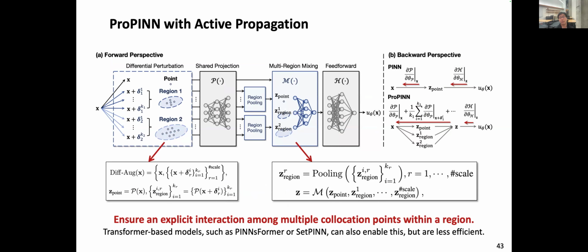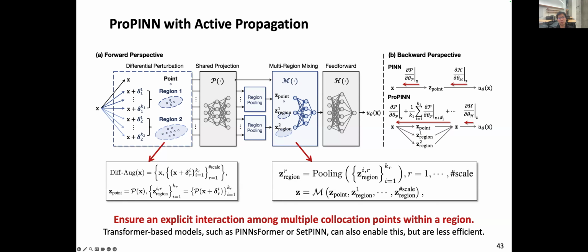For the vanilla PINN, the input will be only one coordinate, right? Yeah, I think so. The input is only one coordinate, and the output will be the value at this coordinate. So in ProPINN, we do random perturbation to augment the input like this. This is a differential perturbation. And we just forward the augmented representations into a shared propagation layer. This is just an MLP.